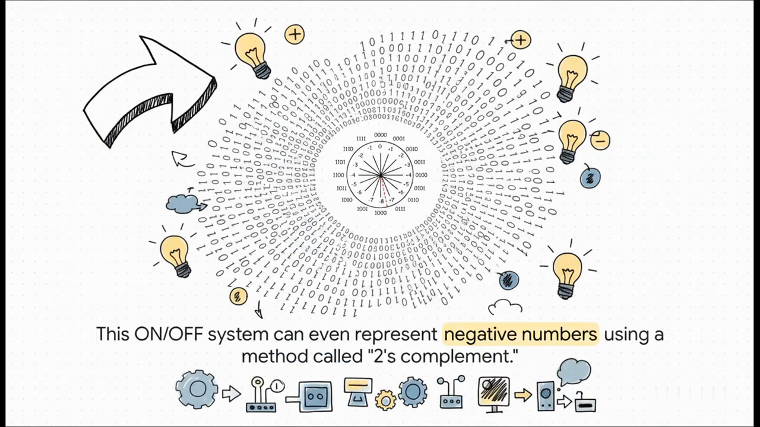And don't think this simple system is just for positive numbers. Oh no. Using a really clever method called 2's complement, which you can see here, computers can also represent negative numbers perfectly fine. It's an incredibly elegant system, built entirely on just 2 states, on and off.